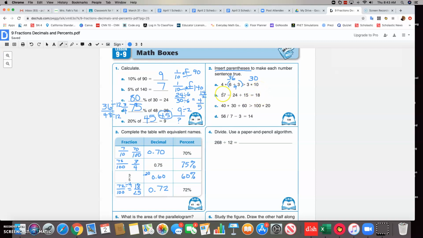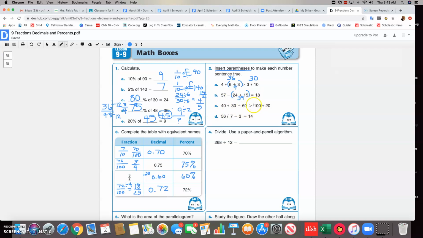Okay, 18. I have to make this side equal 18. So I'm going to do a little check-in. If I do this, that would be 33 plus 15. Well, I know 33 is already bigger than 18, so it can't be that. So it's got to be this. 24 plus 15 is 39, right? 57 minus 39? Yes, that's 18.